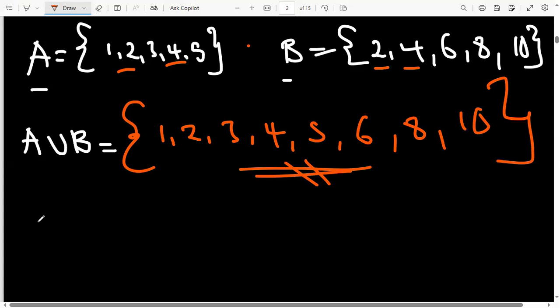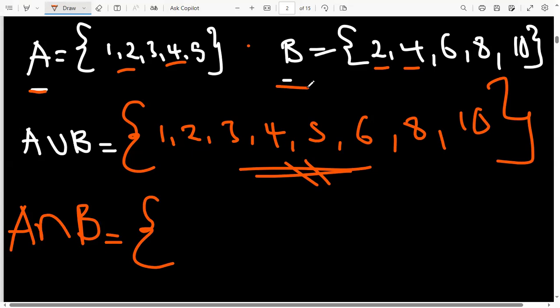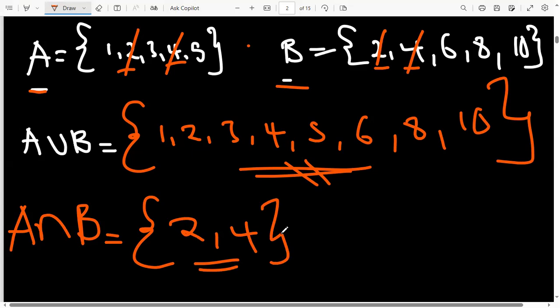Another set we were told to find was A intersection B. So how do you find A intersection B? A intersection B is talking about elements that are common to both set A and set B. So we are just going to look for elements that are in both set A and set B. We can see these 2 and these 4, even here, these 2 and these 4. So our intersection will just contain 2 and 4. This will be our intersection. Any questions there?